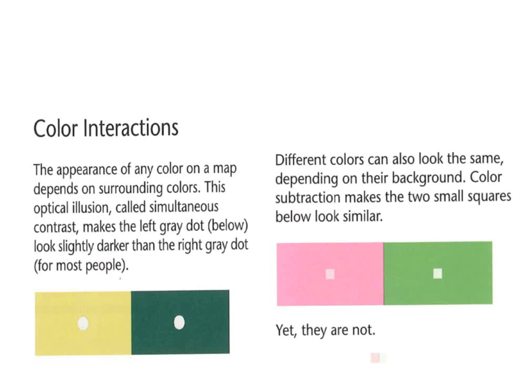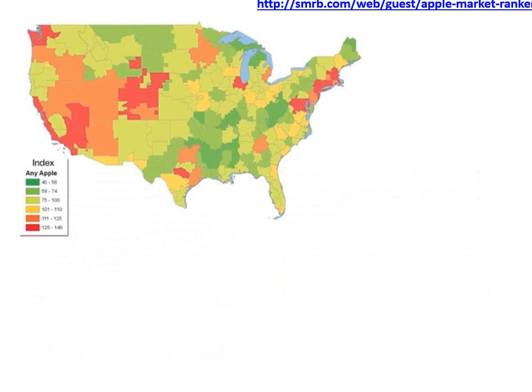For example, this is showing a pink and a green, and then there's a dot in the middle. The dot in the middle makes the two small squares below look similar, but they're not exactly similar.